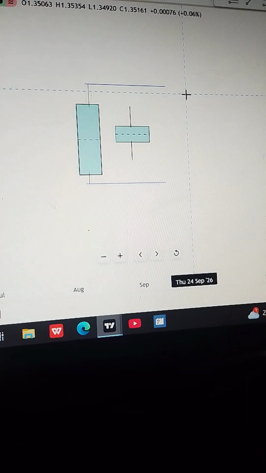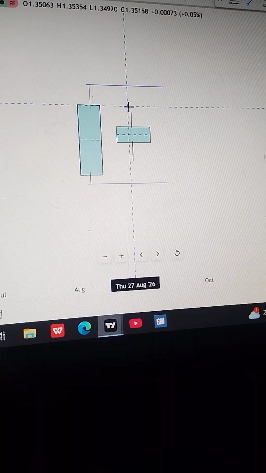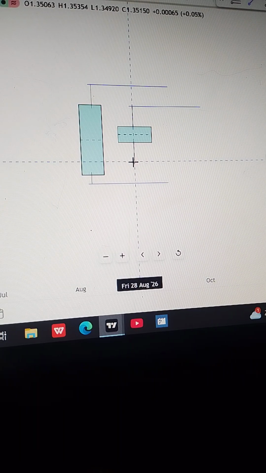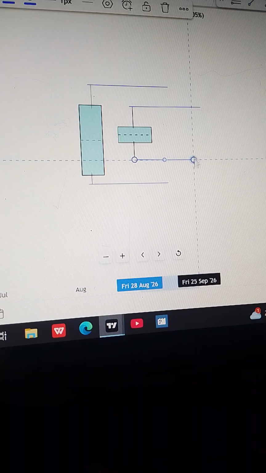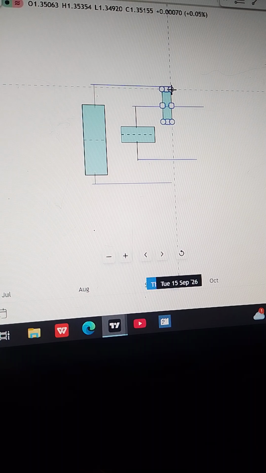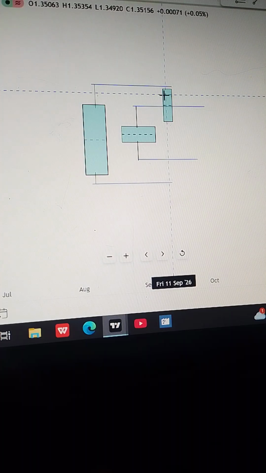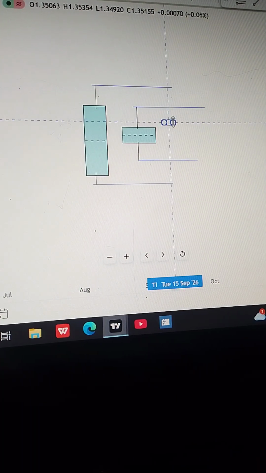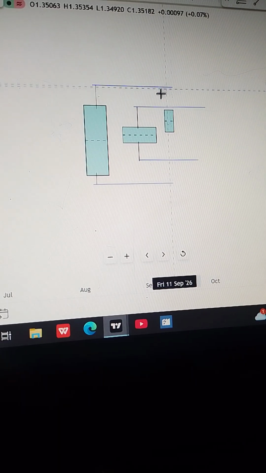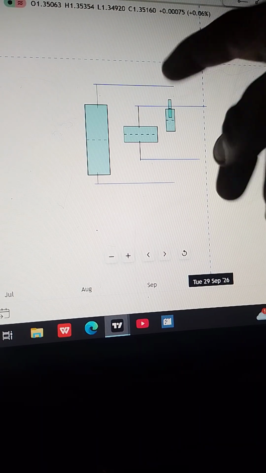So you wait for the next candlestick to either close above it, to look for buys, or you wait for the next candlestick to grab liquidity. That's a reversal, so you'll be looking for sells.